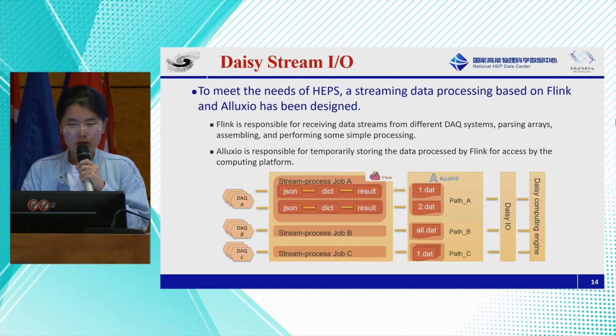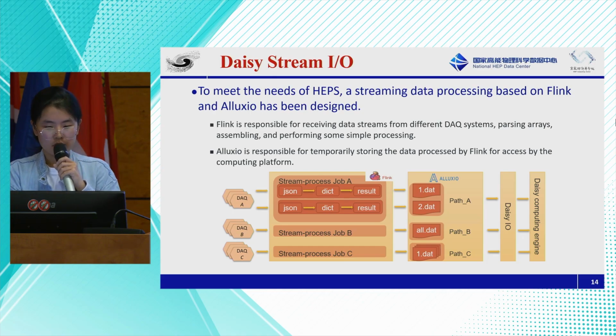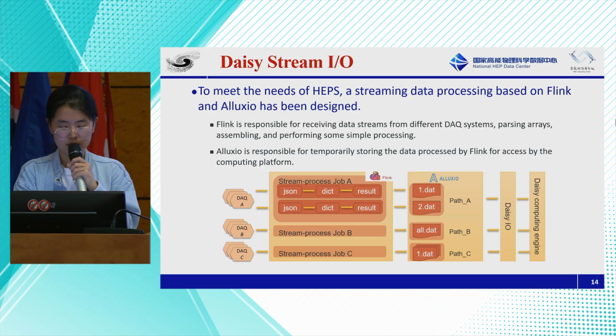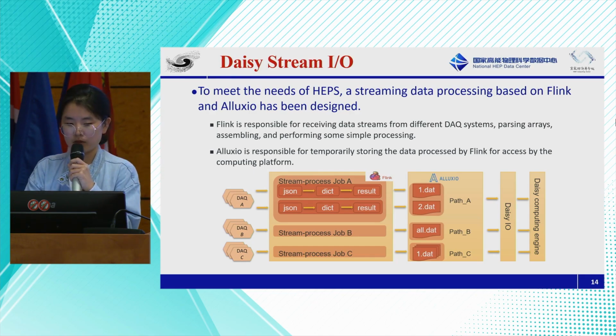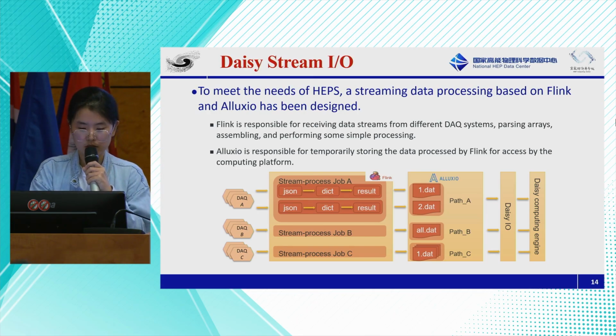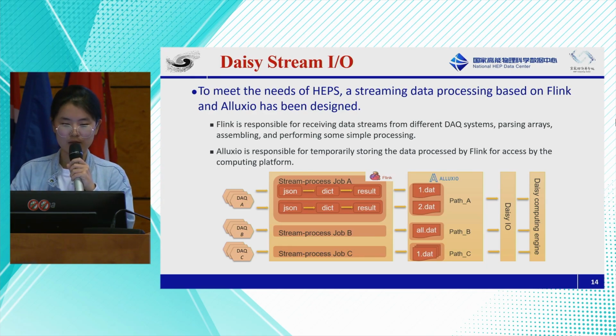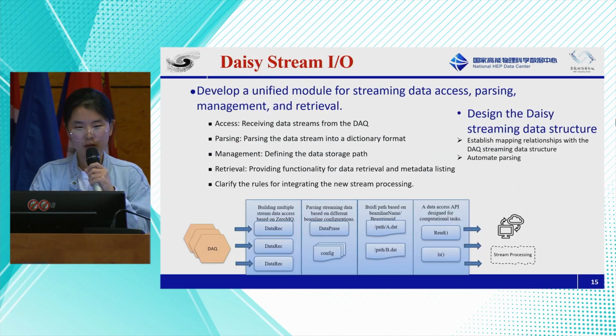First, we design the whole structure based on Flink and Alluxio. Flink is used for receiving data streams from different DAQ systems. It can parse arrays, assemble, and perform some simple processing. And then the result is written into Alluxio. It's a distributed memory layer. It's used for temporarily storing the data processed by Flink, and it can be accessed by the computing platform.